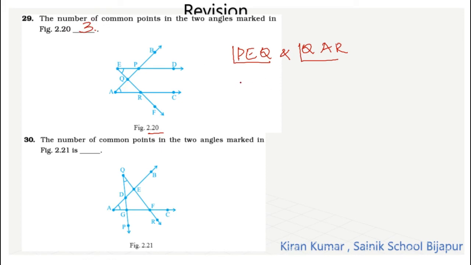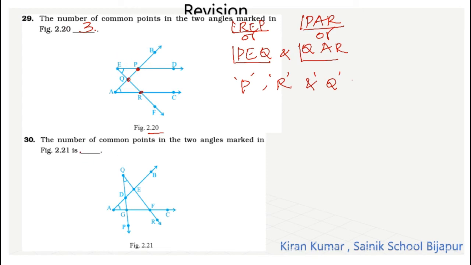They are point P. If I consider the angle as PAR, this is same as angle PAR. Same way, this angle is same as angle REP. So R is common, P is common, and point Q is common. So point P, Q, R, they are common points. These are the common points.